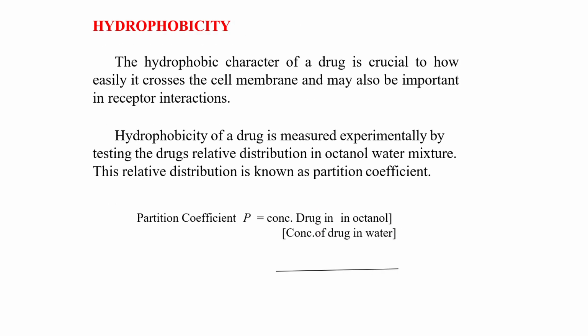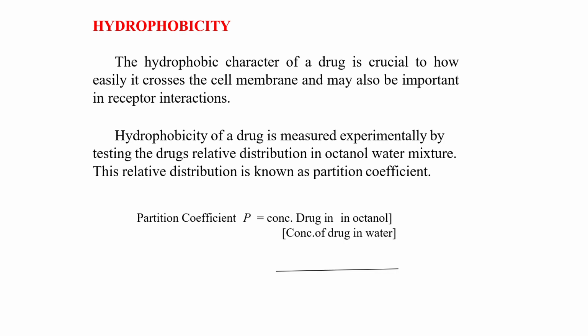Now we will move towards the first physico-chemical property of the drug which affects the biological activity: the hydrophobic character of the drug. What is the definition of hydrophobicity? The hydrophobic character of the drug is crucial to how easily it crosses the cell membrane and may also be important in receptor interaction. So this phenomenon is useful for crossing the cell membrane and may be important in the receptor interaction with the drug molecule.